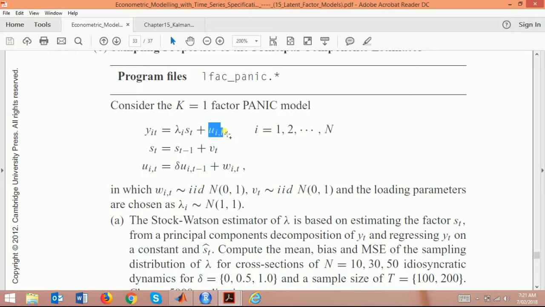And so, yeah, panic model stands, I'm sorry, I'm gonna look for it, give me 1 second. Panic model stands for panel model. So PANIC stands for panel analysis of non-stationarity in idiosyncratic and common components.